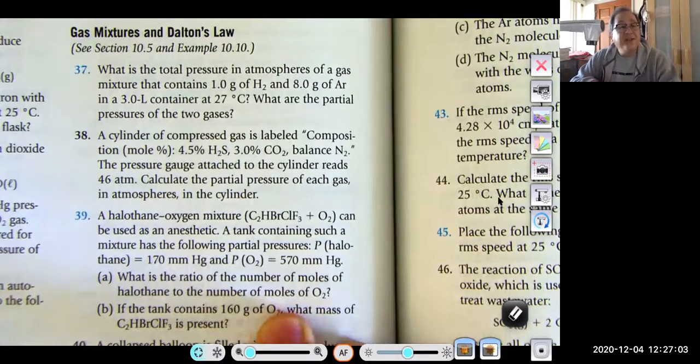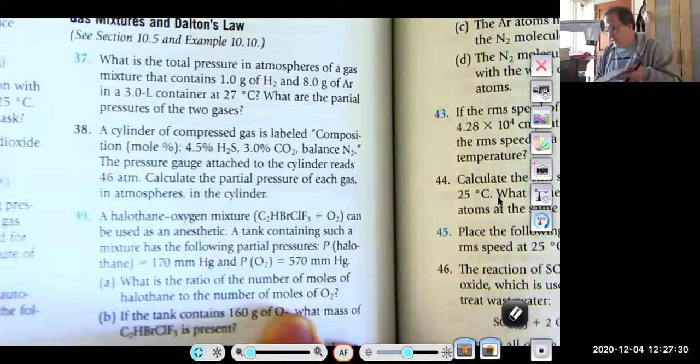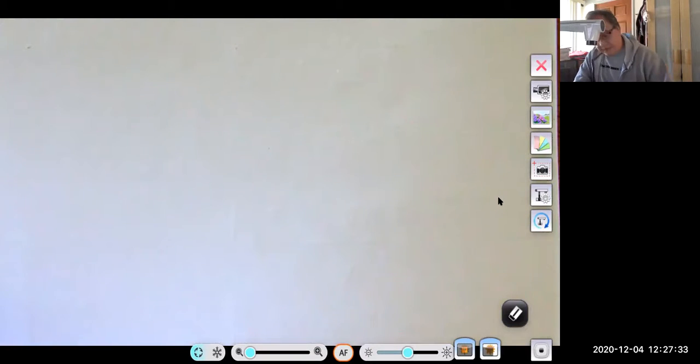A cylinder of compressed gas is labeled composition mole percent 4.5% H2S, 3.0% CO2. The balance is N2. The pressure gauge attached to the cylinder reads 46 atmospheres. Calculate the partial pressure of each gas in atmospheres in the cylinder. So I'm going to write that information down now. We've got the partial pressure of H2S, actually, I'm sorry, we don't have that. The partial pressures of CO2 and N2, these are what we want.